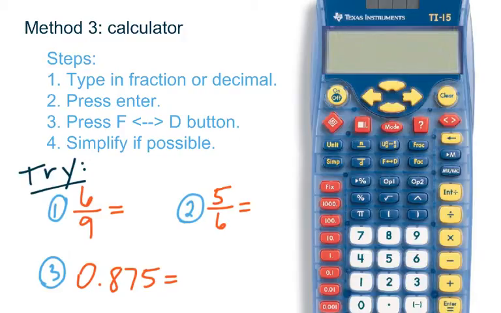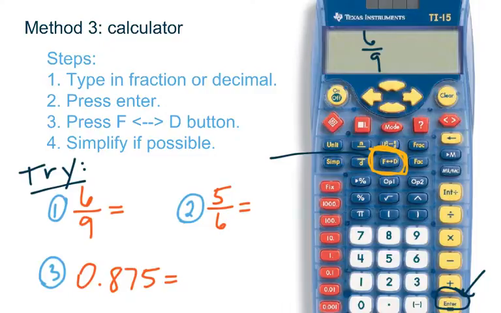The third method that you might be able to use is a calculator, and we just want to make sure that you understand how to use this as well. So on your calculator, here are your steps, and you're going to try these 3 problems. The first thing you're going to do is type in your fraction or decimal. So if you type in 6/9 on your calculator, you're going to hit enter down here at the bottom, and then you're going to press the F to D key. The F to D key is right here above where it says Op 1, and that key is going to become very useful, especially when you're trying to convert between fractions and decimals, because it makes it super easy.